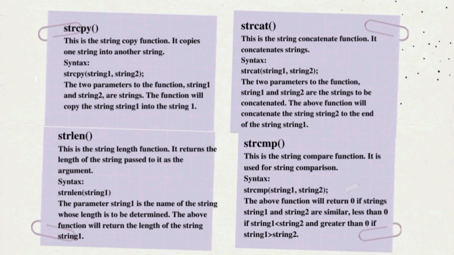strcmp. This is a string compare function. It is used for string comparison. Syntax: strcmp(string1, string2). The above function will return 0 if strings string1 and string2 are similar, less than 0 if string1 is less than string2, and greater than 0 if string1 is greater than string2.